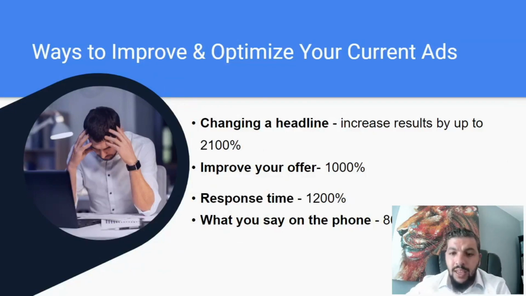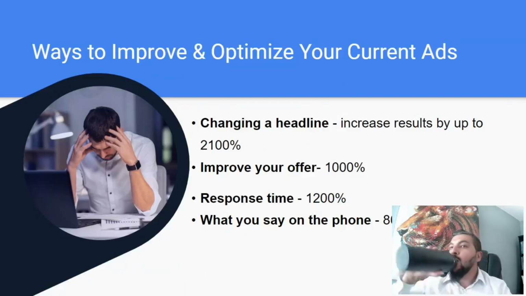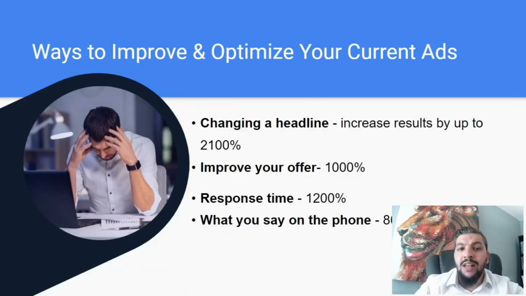Right? Second is improve your offer. What is it that you're offering them, right? What is your offer? Look to revise or improve your offer. Third is your response time. How quickly are you getting back to them? How quickly are you delivering what you say you were going to deliver? And last, there's what you say on the phone, 800%. I know my video might be covering it there.